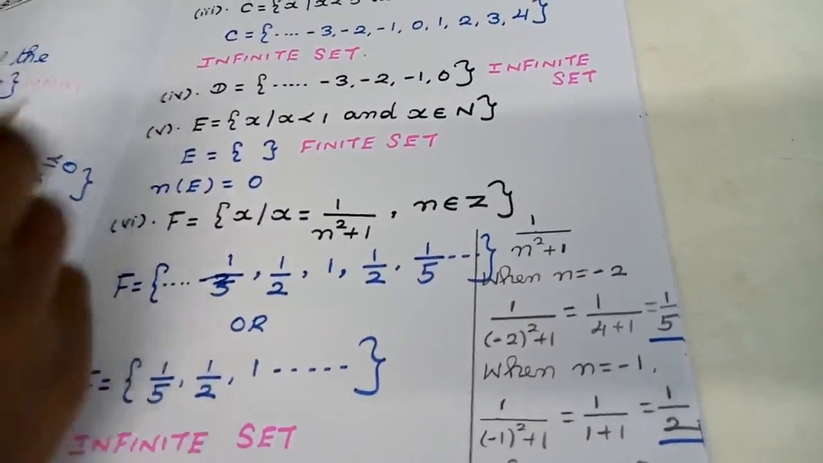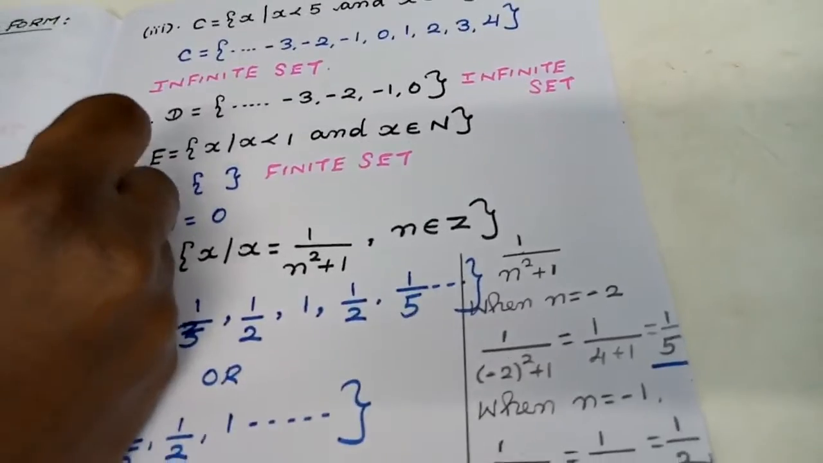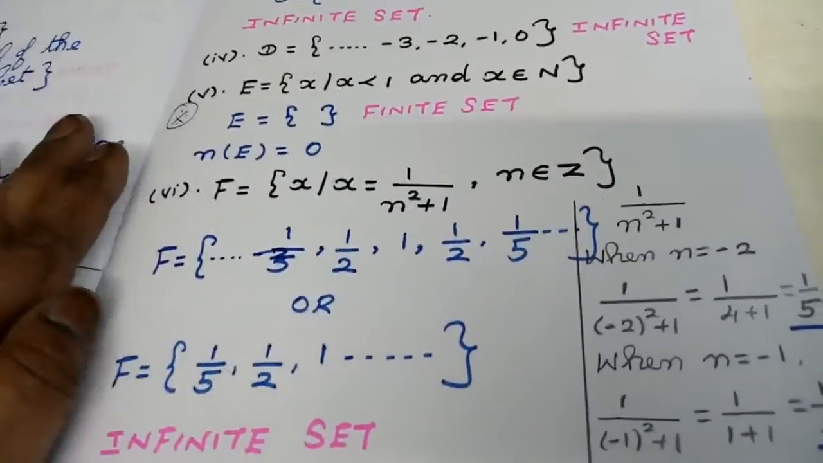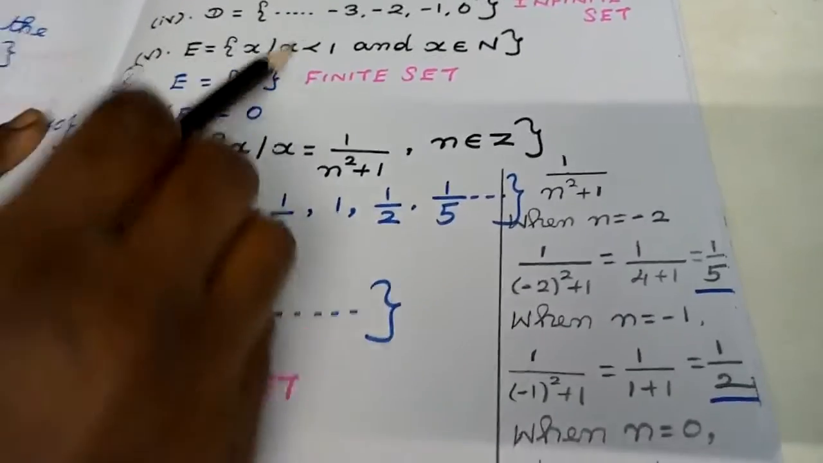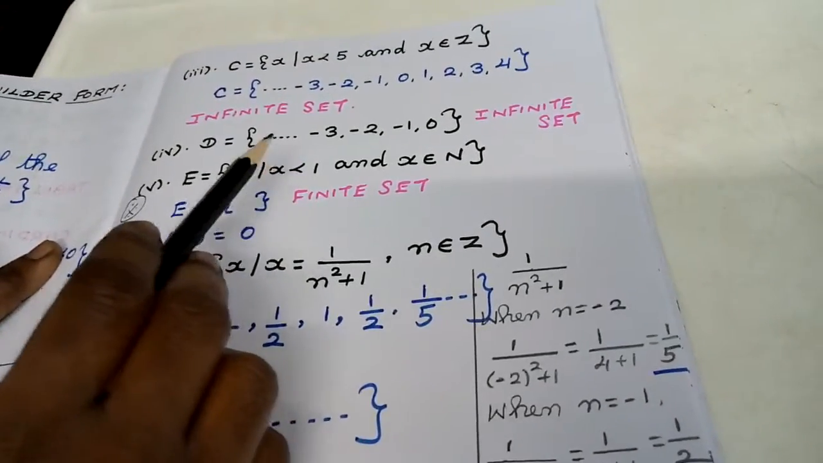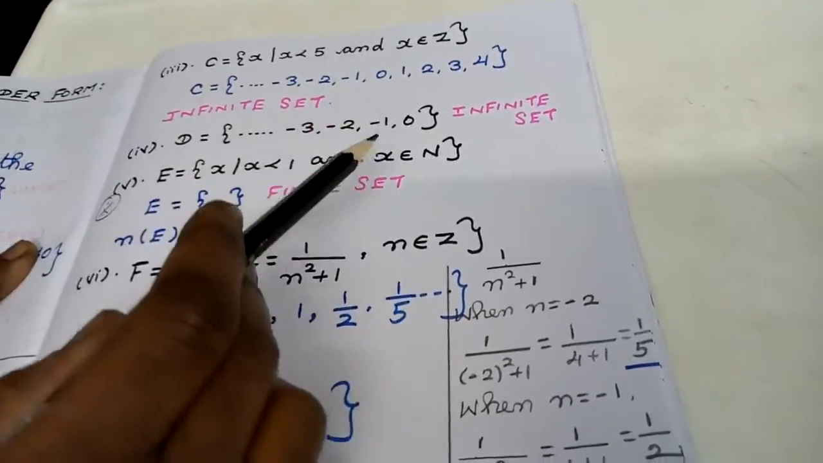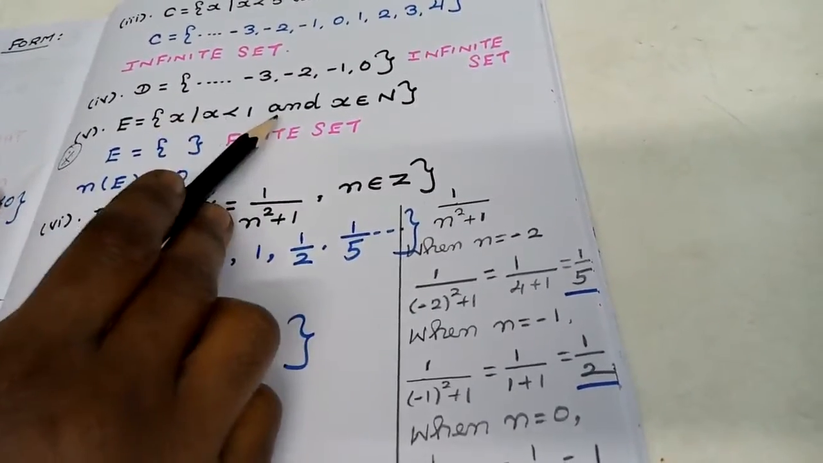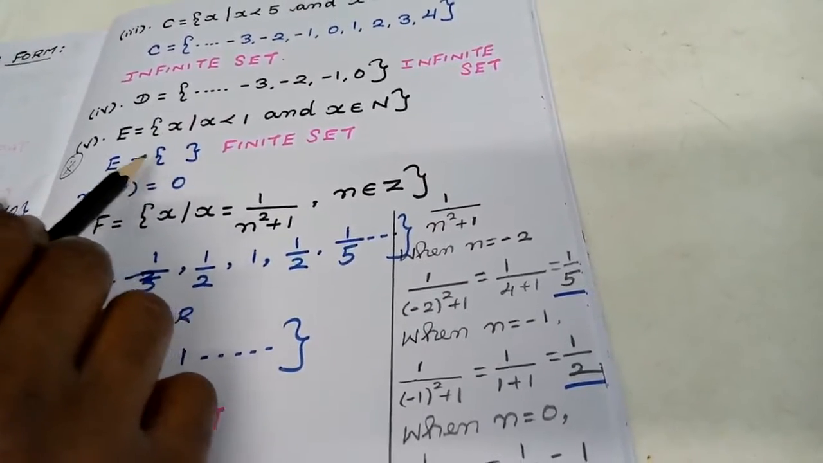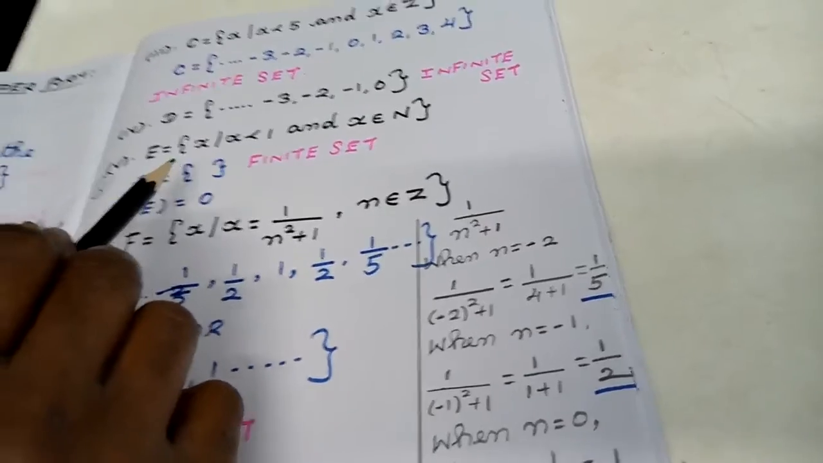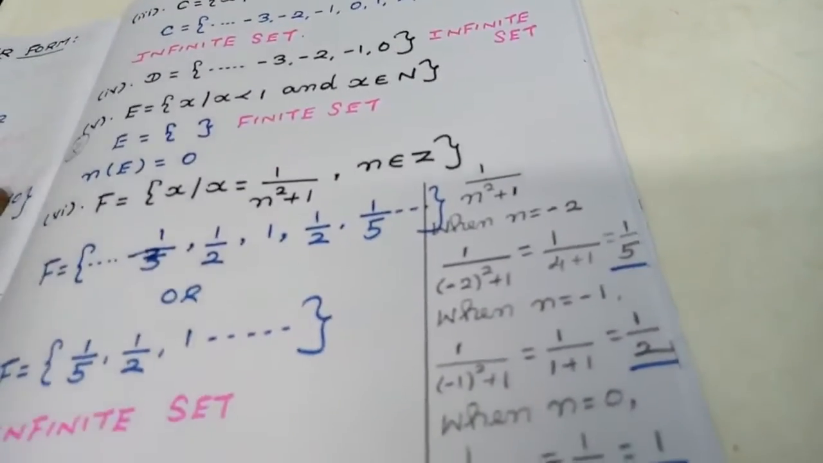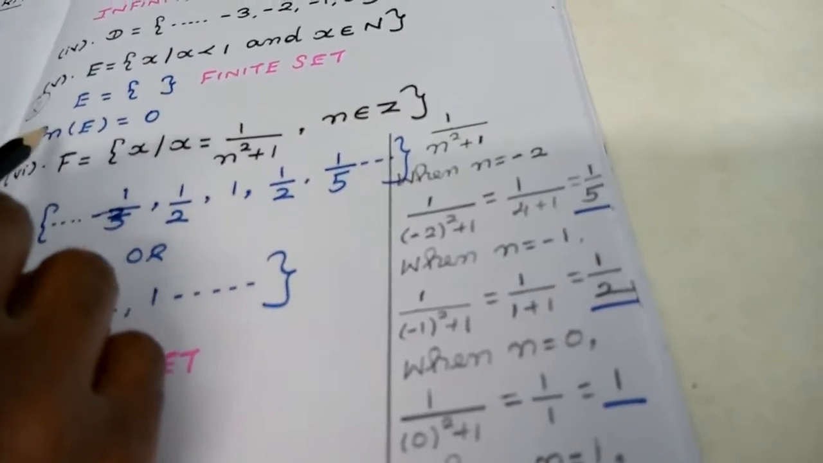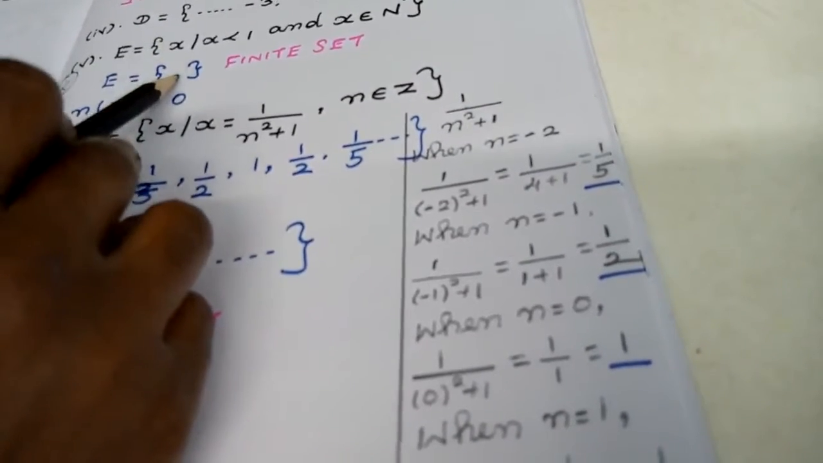Fifth question, very important. It is given: x less than 1 and x belongs to natural numbers. What is the meaning of less than 1? It starts from 0, minus 1, minus 2, minus 3. But natural numbers start from 1, 2, 3, 4, 5, 6. So the meaning of this statement is the empty set. There will be nothing inside. Nothing inside means it is finite. If nothing is inside, I cannot count, so the number of elements in this set is 0.